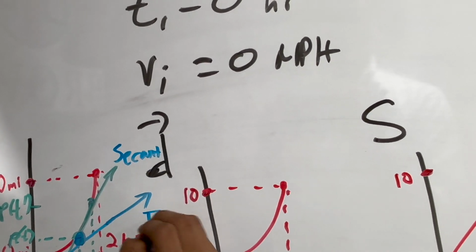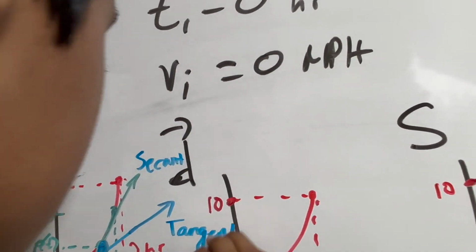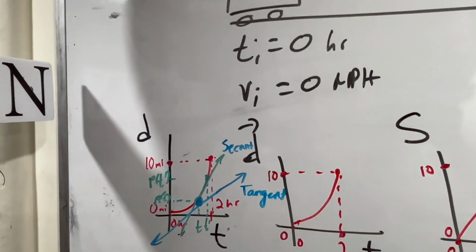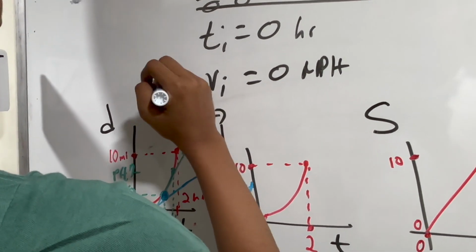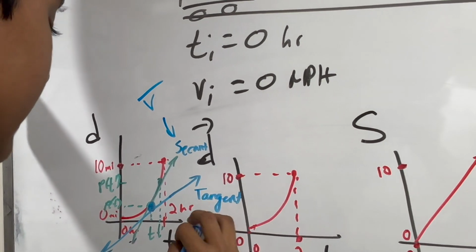And what is the blue line? A tangent. And in physics, what do you call the secant line? And in physics, what do you call the tangent line? Average velocity and instantaneous velocity.